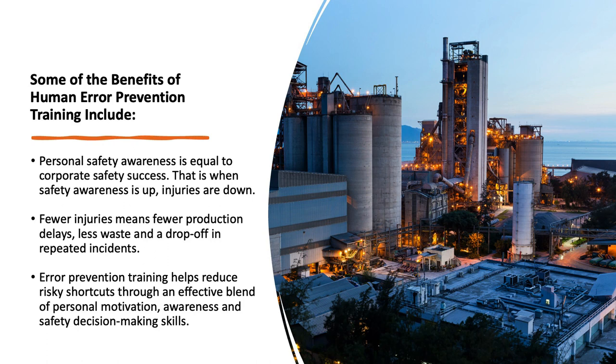Some of the benefits of human error prevention training include: personal safety awareness is equal to corporate safety success. That is, when safety awareness is up, injuries are down. Fewer injuries means fewer production delays, less waste and a drop-off in repeated incidents. Error prevention training helps reduce risky shortcuts through an effective blend of personal motivation, awareness, and safety decision-making skills.